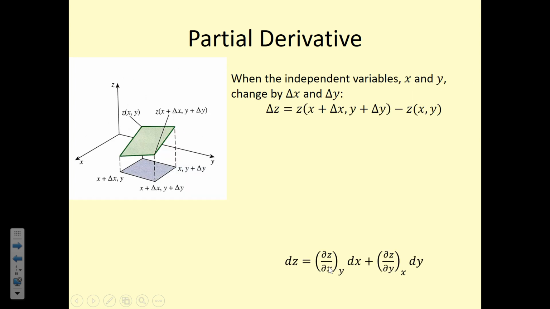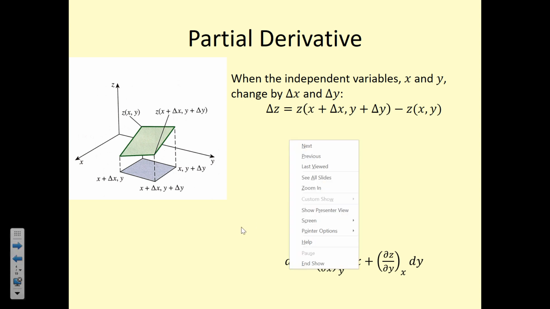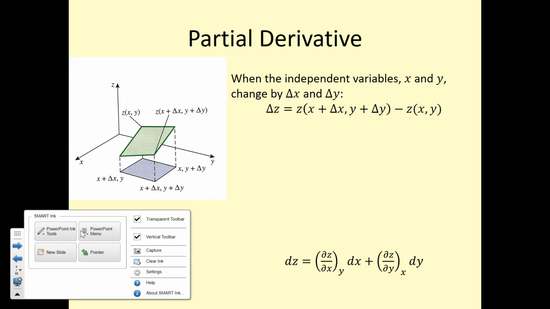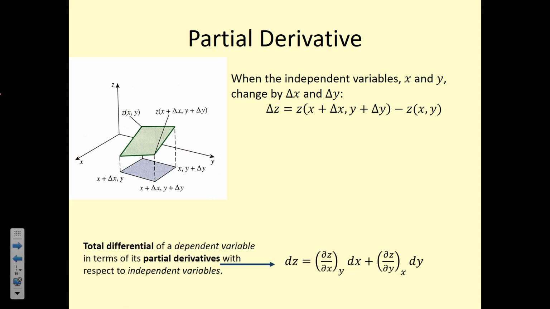So let's look at how this comes about, and I'll have to write it on the board instead of on here, because I don't know where all my tools went. How do I get my ink back? There we go. Okay, I figured it out. Erase and write. I can do this.